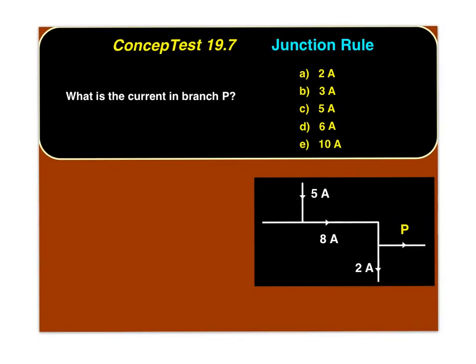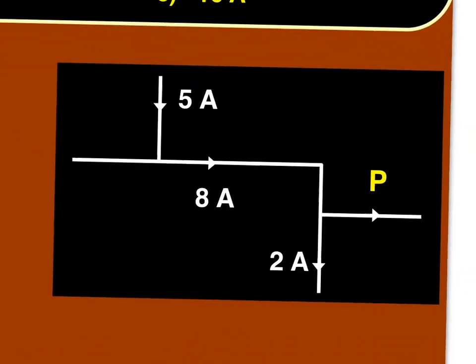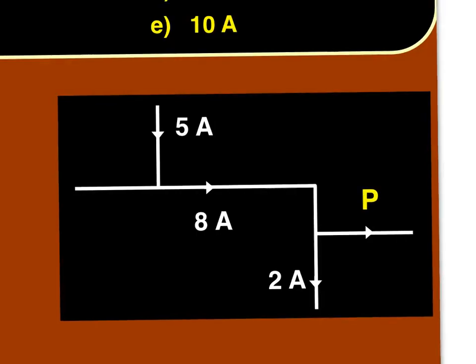What is the current in branch P? Okay, so this is sort of a lead-in to what are called Kirchhoff's loop rules that we'll get into next week. But basically, if there's 5 amps coming down this way, and right here there's 8 amps in the circuit, you know that here there have to be 3 amps that are adding together, right?